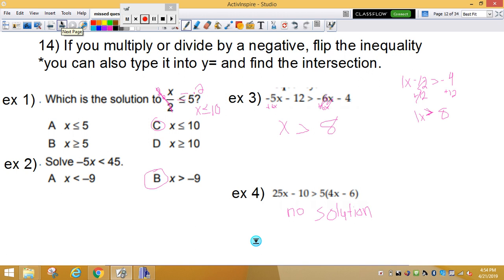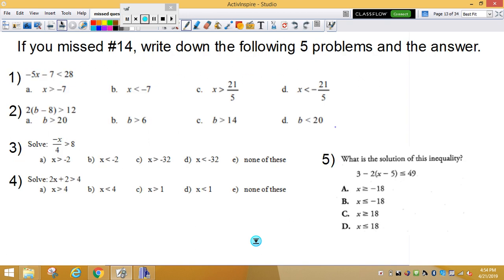So you should have everything on this page written down. If you missed number 14, I want you to write down the following 5 problems and the answer. So for number 1, I want you to write down the question and then write down what the answers should be. For 1 through 5. Pause it and do these.